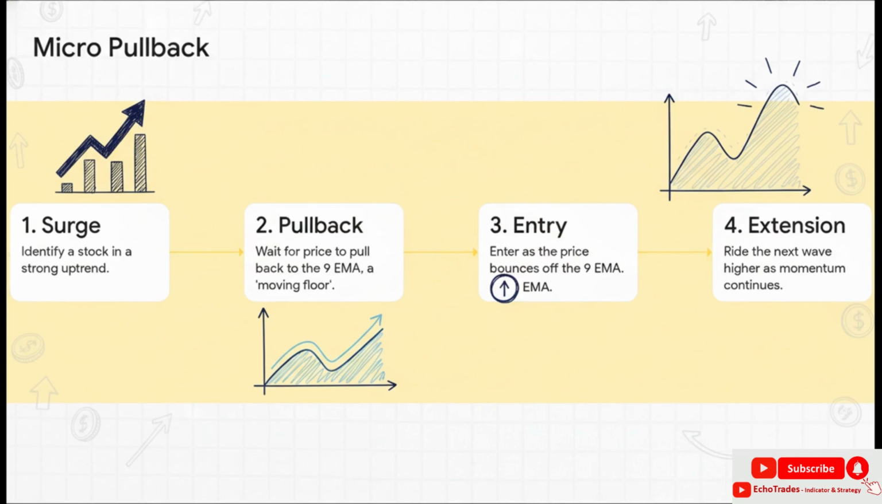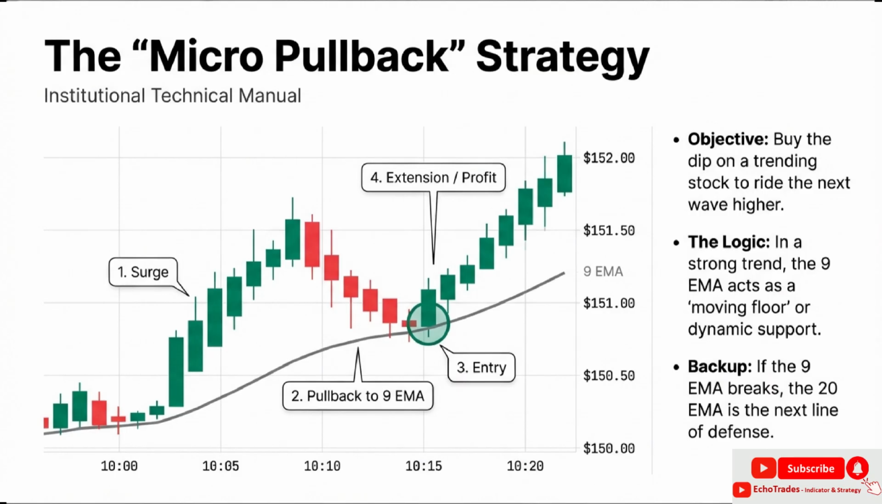We're not chasing a stock that's already gone to the moon. No. Instead, we find a stock that's in a strong surge, and then we just wait. We patiently wait for it to take a tiny little breather, to pull back and kiss our super fast 9 EMA. And that's our entry point to ride the next wave higher. We're buying a small dip, but only in a very strong trend.